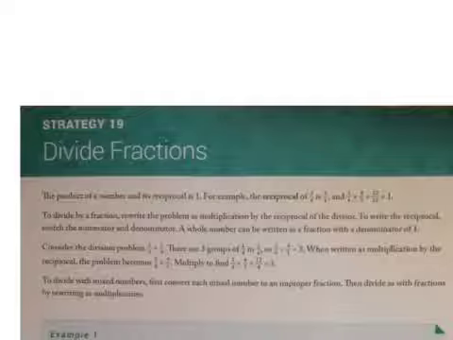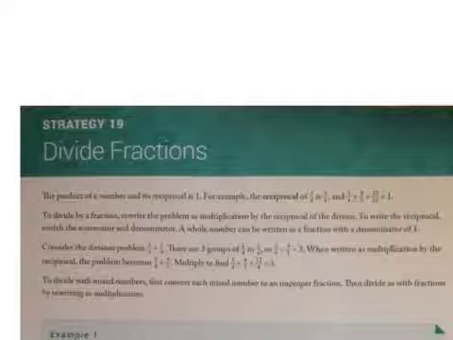Let's look at strategy 19. Let's divide our fractions. The product of a number and its reciprocal is 1. For example, the reciprocal of 3/4 is 4 over 3, and 3/4 times 4 over 3 equals 12 over 12, which equals 1. To write the reciprocal, switch the numerator and the denominator.